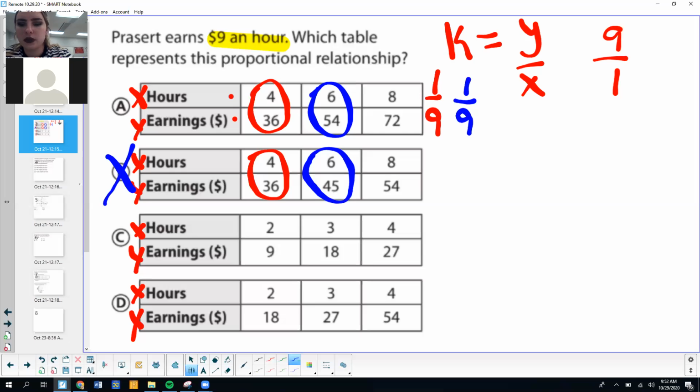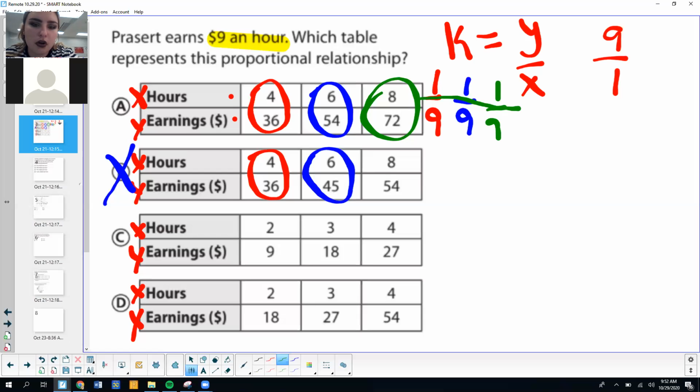Okay. 72 divided by 8, that should also give me 9 if it is a proportional relationship, and it is. So 72 divided by 8 gives me 9/1. And I know I'm writing it like 1/9. The reason I'm doing that is to make sure we know that all of these are equivalent to the things that are on the table.